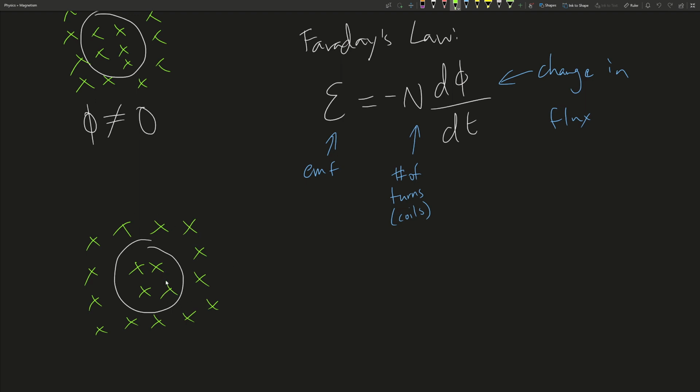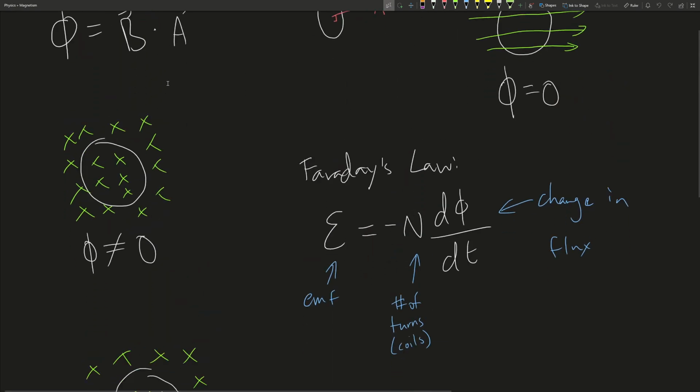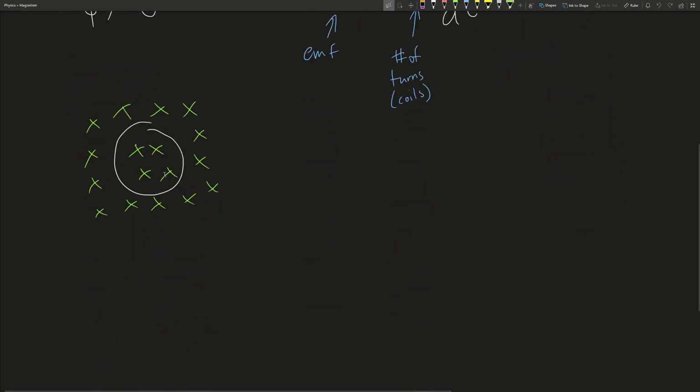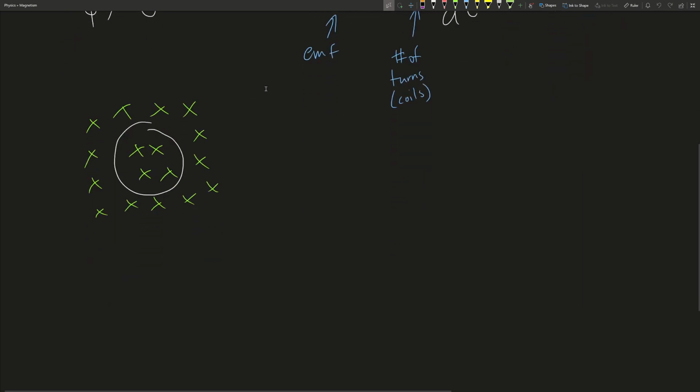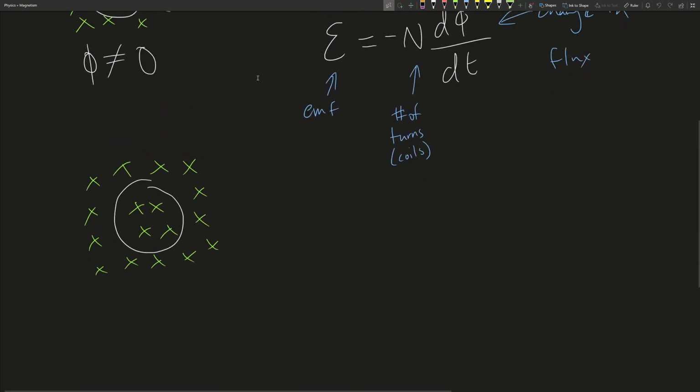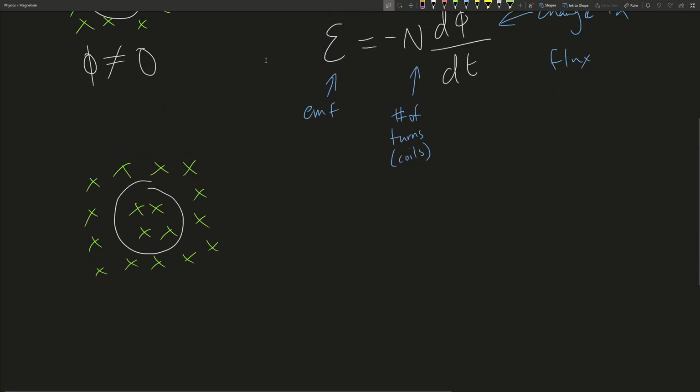Now, if we change the magnetic field, so remember flux is equal to B dot A. So if we change either the area of this loop, or the strength of the magnetic field, or the direction of the magnetic field, then we can change the flux through this loop, which will then induce an EMF.